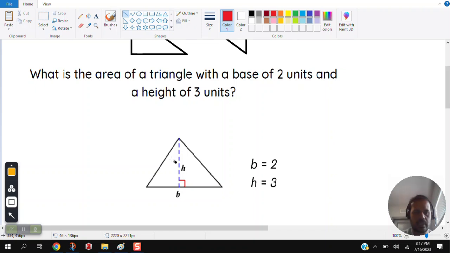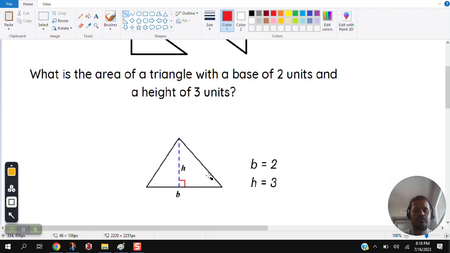In this case, the area enclosed within these 3 sides. Here we are given the base, which is the base of this triangle, and then the height. Height is the line perpendicular from the vertex to the base. In order to calculate the area of the triangle, we need to know the formula for the area of the triangle.